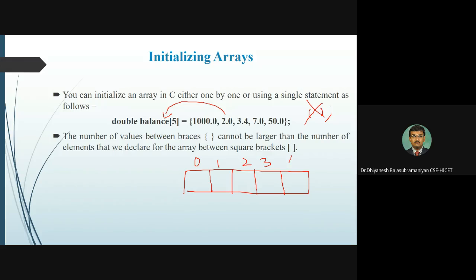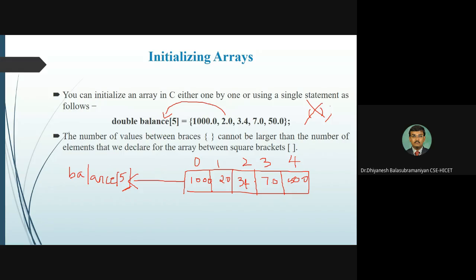So 5 minus 1 is 4. And the name of this array is balance of 5, the balance. Okay, so in balance of 0, it stores the value 1000. And balance of 1 stores 2.0. And balance of 2 stores 3.4. And balance of 3 stores 7.0. And balance of 4 stores 50.0.